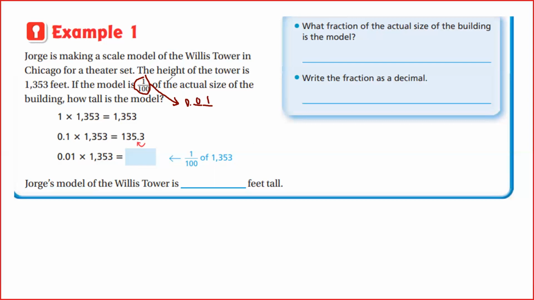So now the model is 1/100, or 0.01, of its actual size. And the actual size is 1,353. I'm going to now multiply by 0.01. Don't forget, if you have a whole number, the decimal point is hidden here. Now, I multiplied by the decimal 0.01. So how many digits are after the decimal point?